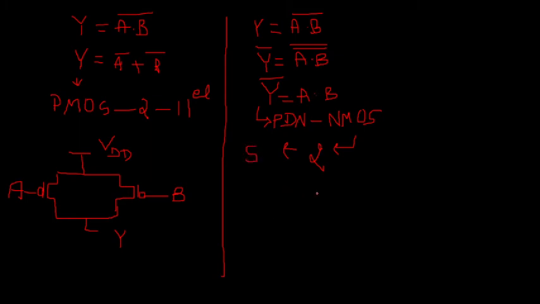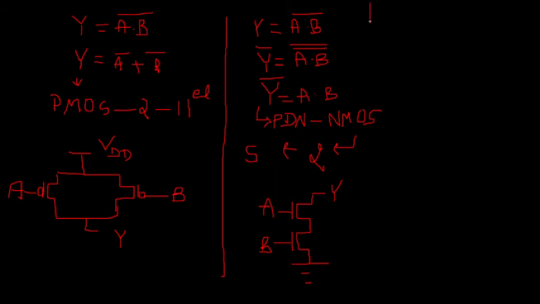So for the pull-down network, the output will come above the pull-down network. 2 NMOS transistors will be connected in series, and the pull-down network will be connected to ground. So this is our pull-down network. In this, what are the inputs? A and B. For the pull-down network, you do not change the inputs, so they will remain as they are, A and B.